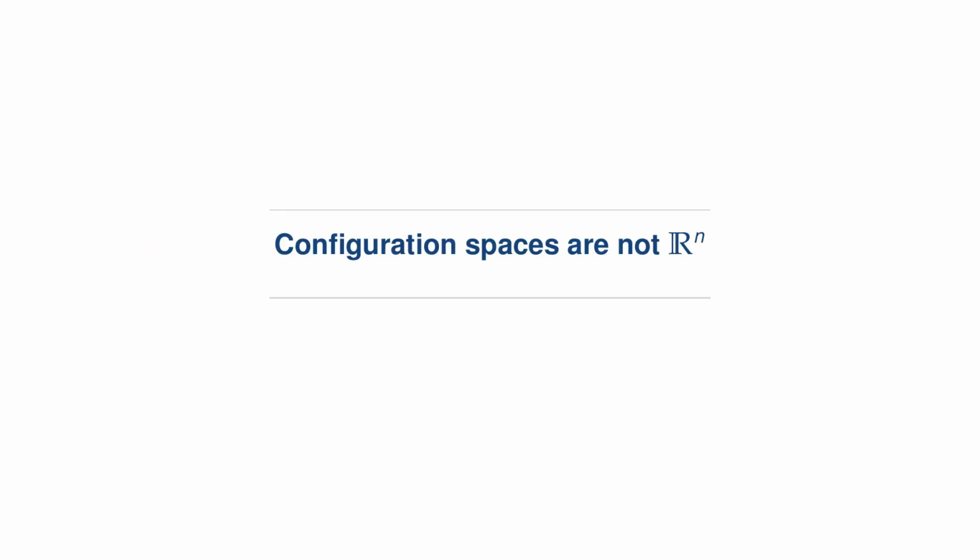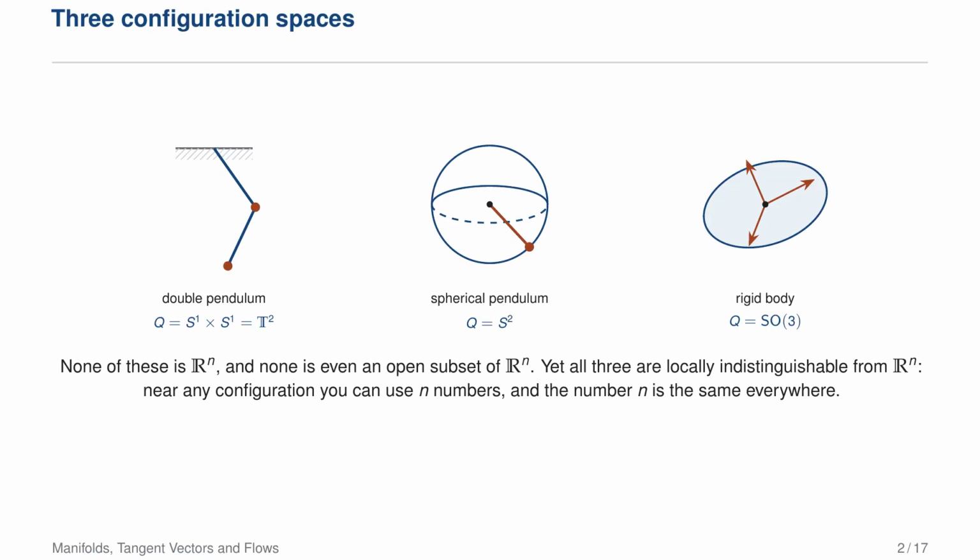First section, configuration spaces are not R to the n. We start with the mechanical examples that force us out of flat space. Take three mechanical systems you already know. First, the double pendulum. A configuration is two angles, so the configuration space is S1 cross S1, which is the two torus. Second, the spherical pendulum, a bob swinging on a sphere. Its configuration space is the two sphere.